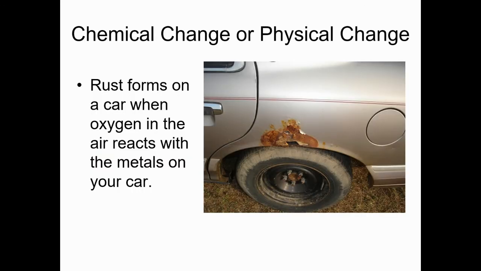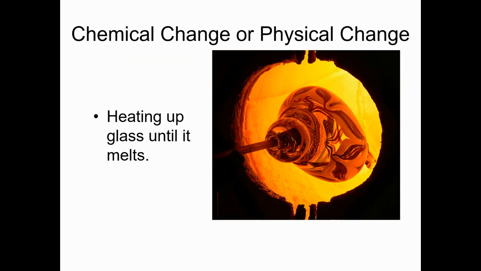So let's quickly go through some examples of changes, and we're going to decide if they're chemical changes or physical changes. And so here we have rusting, and rusting happens when iron reacts with oxygen in the atmosphere. So based on that keyword reacts, we know that this is probably an example of a chemical change. Here we have glass. We're heating up the glass until it melts. So remember, melting is a phase change. We're not changing the chemical identity of glass, so it is a physical change.